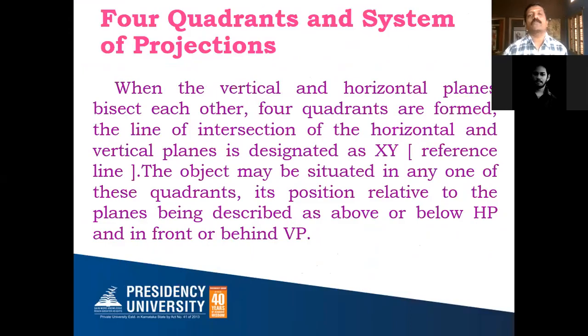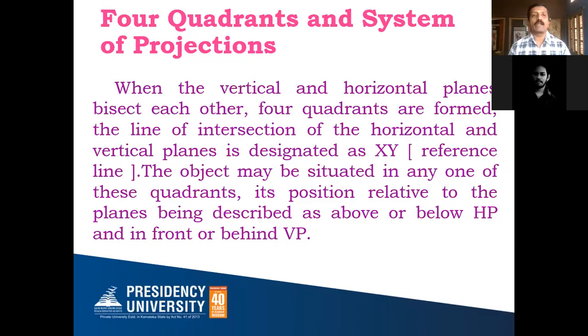Now we'll discuss the four quadrant system of projections. So we have four quadrants. How to get the four quadrants? Let me explain to you. The vertical plane, horizontal plane, as well as the profile planes are mutually perpendicular to each other. HP is 90 degrees with respect to VP, and HP is also 90 degrees with respect to your profile plane, either left or right profile plane. So these three planes are three mutually perpendicular planes.